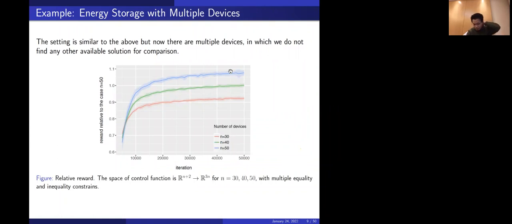an application, and it's a made up example, energy storage with multiple devices. N is the number of devices. This is 30, 40, 50. And as you see, this is the convergence history as we optimize using SGD. You can see that it converges nicely and the error bar is pretty small.